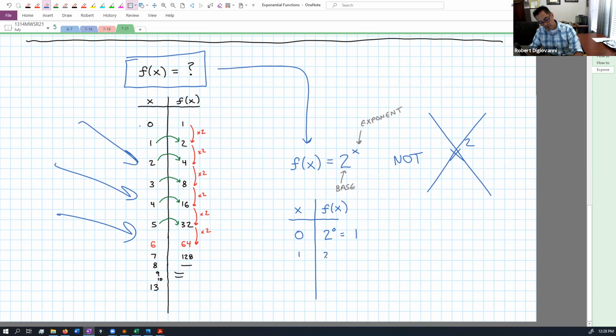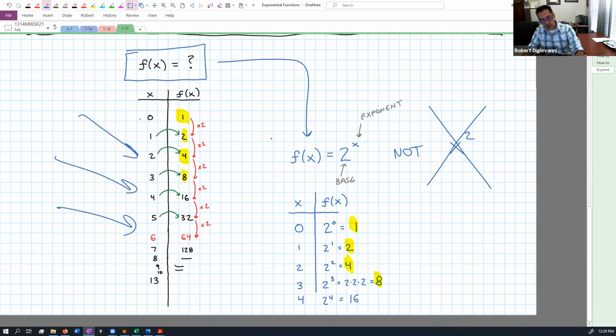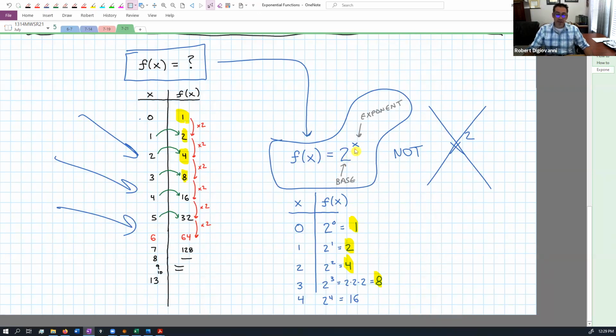If we plug in 1, 2 to the 1, that's 2. If we plug in 2, 2 squared, that's 4. We plug in 3, 2 raised to the 3rd, that means 2 times 2 times 2, that's 8. And you can see, hopefully, that these are matching. 1, 1, 2, 2, 4, 4, 8, 8. The next one, if we plug in 4, it'll be 2 to the 4, which is 16. Right, so this is an example of an exponential function. It's a number raised to the power of x.